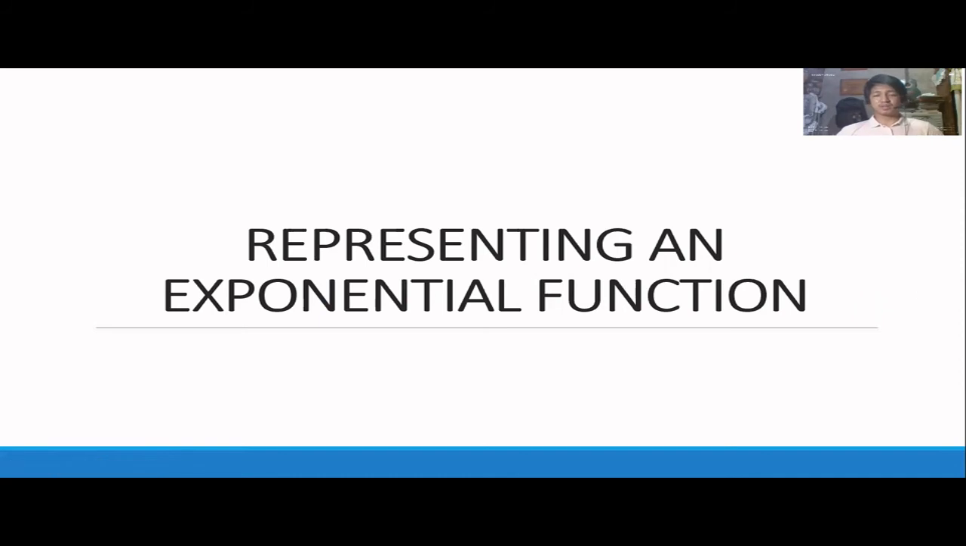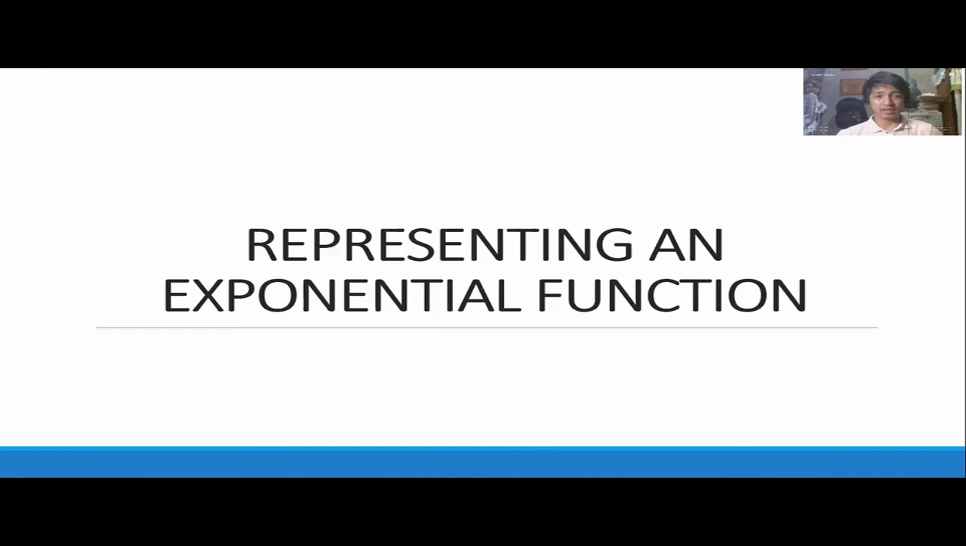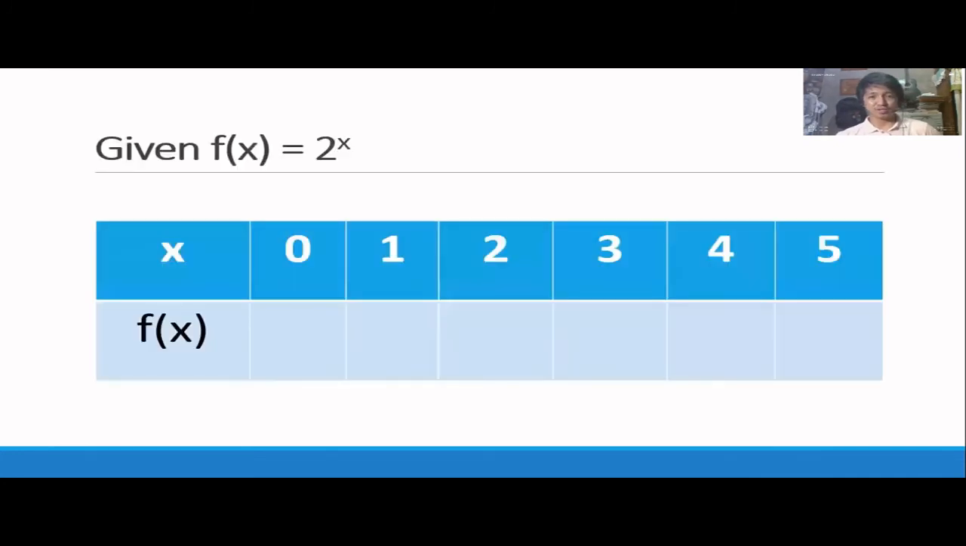Ayan. So we are done with solving exponential equations and inequalities. So we move to representing an exponential function. Ayan. So given, by the way, representing an exponential function, so we are going to represent exponential function using the table of values and then using the graph. So here we have given f of x is equal to 2 raised to x. So again, I assign value for x, and then we are going to compute for the value of f of x. So x is 0, 1, 2, 3, 4, 5, and then later on we are going to identify the values of f of x.